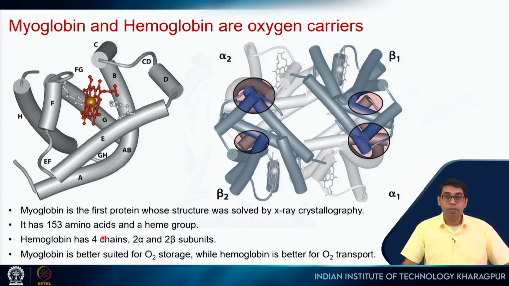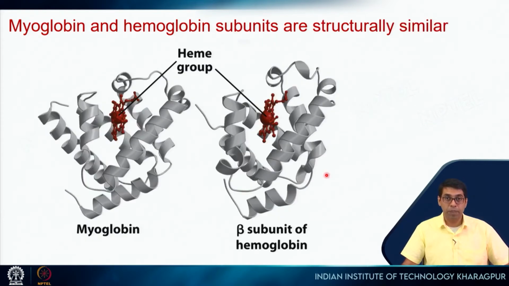Hemoglobin has 4 chains, and their structures are very similar to that of myoglobin, and it turns out that there are 2 alpha chains and 2 beta chains. So, these 2 sequences are the same, and these 2 sequences are the same. Myoglobin is better suited for storage of oxygen, whereas hemoglobin is better suited for transport of oxygen, and we will see what we mean by that in the next few slides. So, if we compare the structure of myoglobin and one of the subunits, let us say the beta subunit of hemoglobin, then you will see that they look exactly the same. So, we have very similar alpha helices in the same positions, and the heme group also binds in the same site.